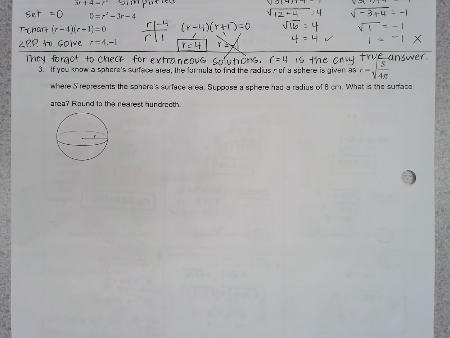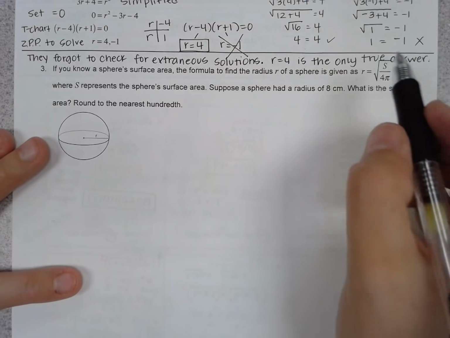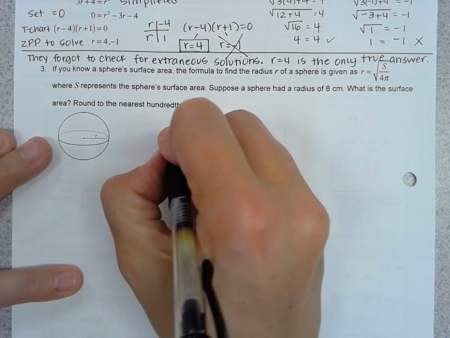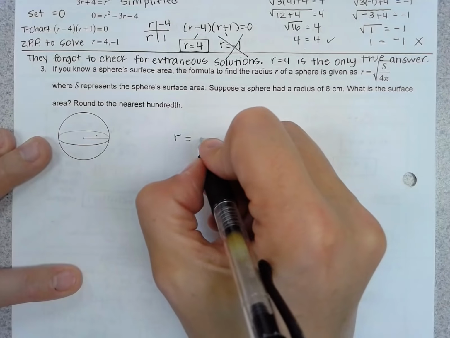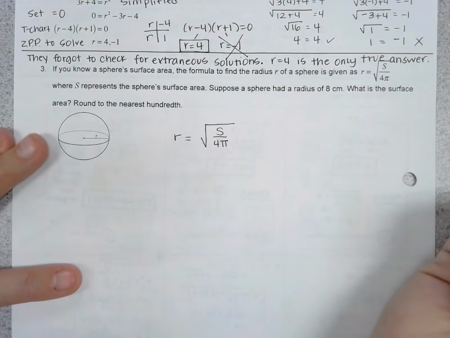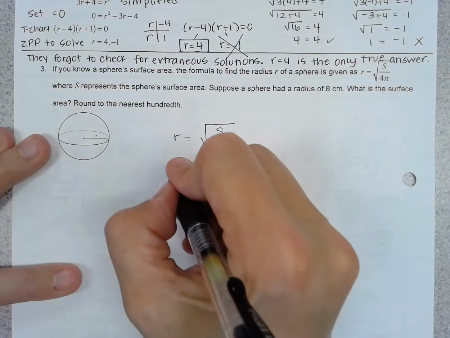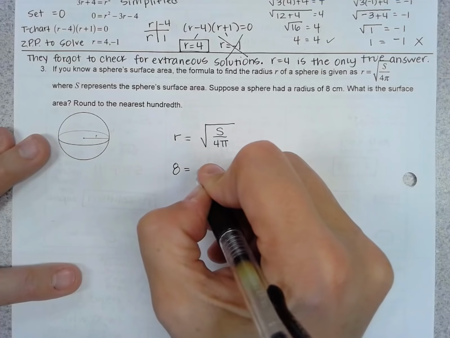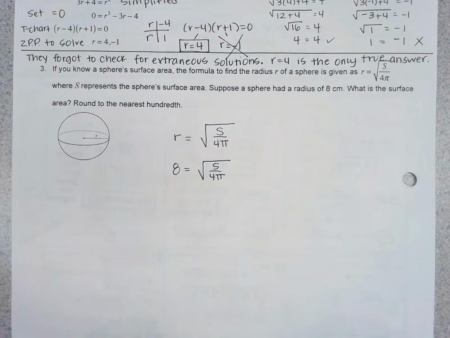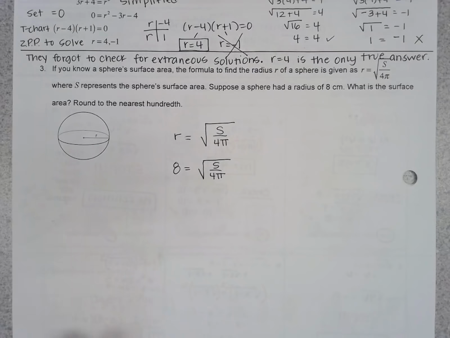It says suppose a sphere had a radius of 8 centimeters. So I'm going to be using this formula: R equals the square root of S divided by 4 pi. And then it says that the radius is 8, so I'm going to go ahead and put an 8 in right here. And then the directions to the question say, what is the surface area? And they want me to round to the nearest hundredth.